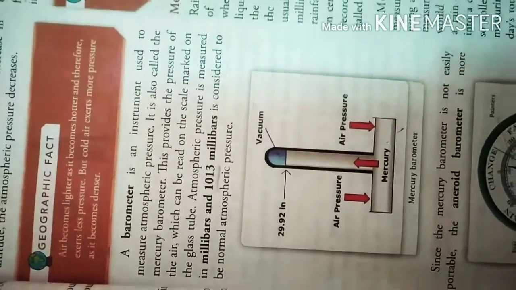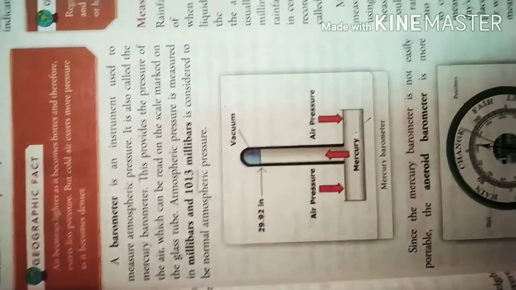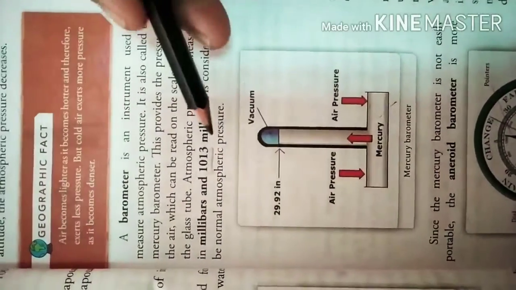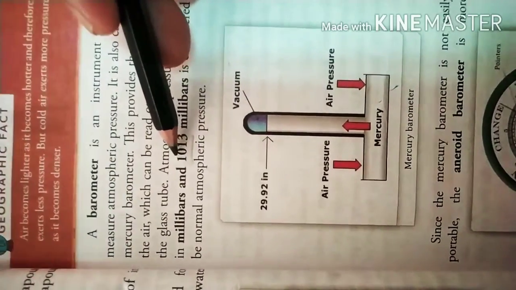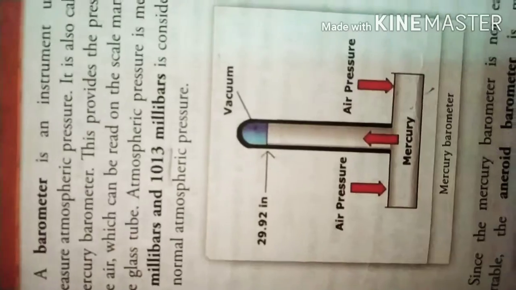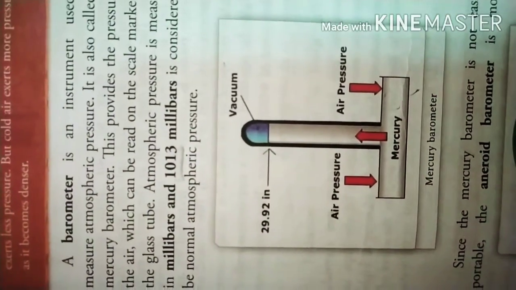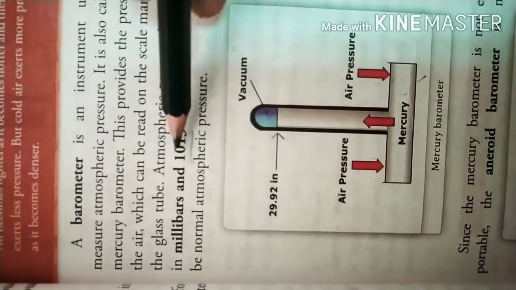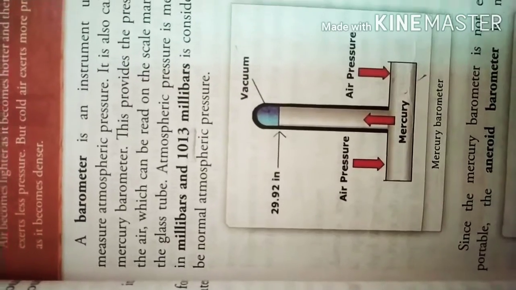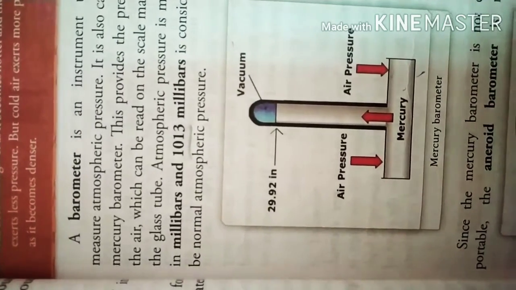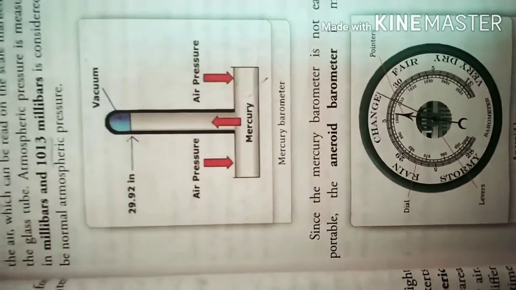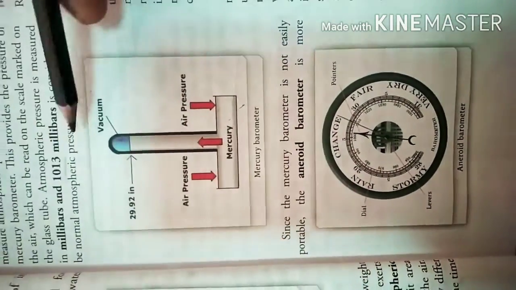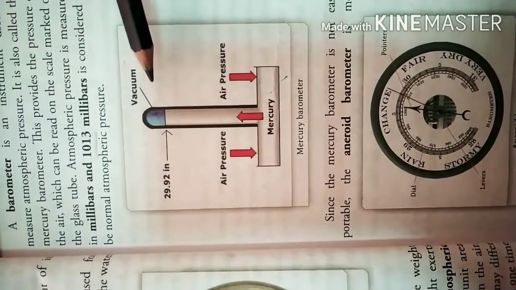Like body temperature, if it is 36 or 37, we say it's a normal temperature. Same for atmospheric pressure. If it is 1013 millibars, we say it's a normal atmospheric pressure. If it goes down, we say atmospheric pressure is less. If it goes higher, more than 1013 millibars, then we say atmospheric pressure is more. We will discuss low pressure areas and high pressure areas also in the last lesson. So the mercury barometer is one instrument to measure the air pressure.